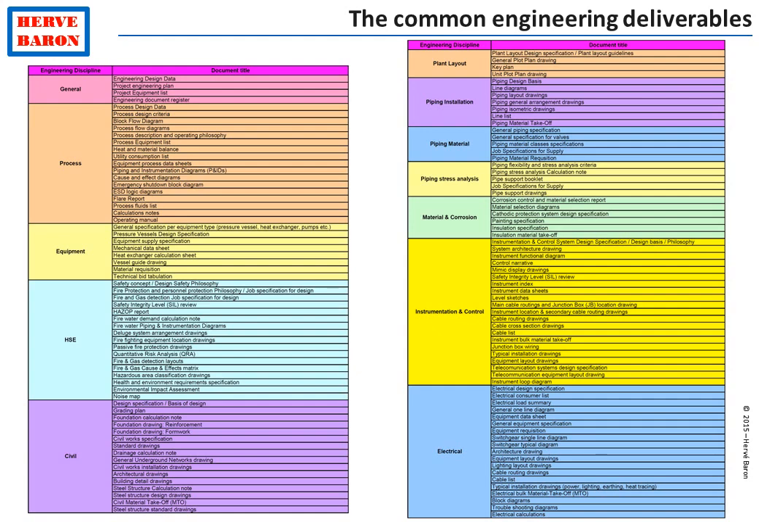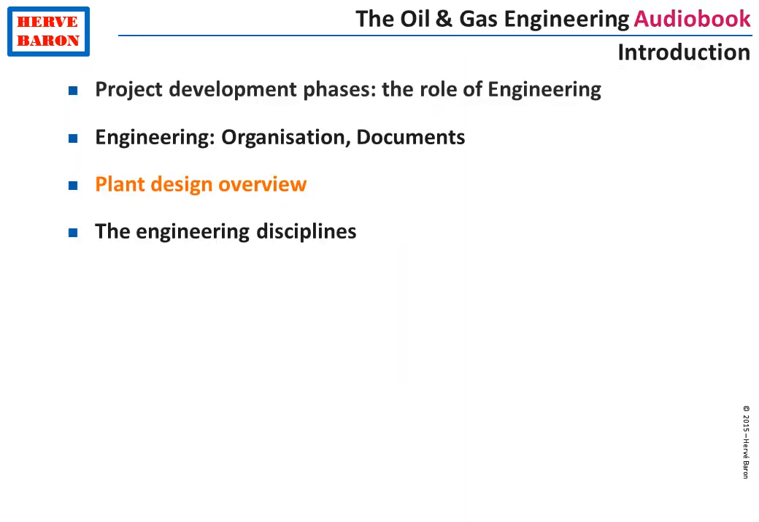In this course, in the different modules, we will have a look at all the common engineering deliverables issued by each discipline, which are shown on this slide. It's a very small writing, don't mind that, we will see this in the different modules. So at the end of this session, you will be familiar with all the documents, drawings, specifications. Let's have a look now. Let me give you an overview of the plant design.